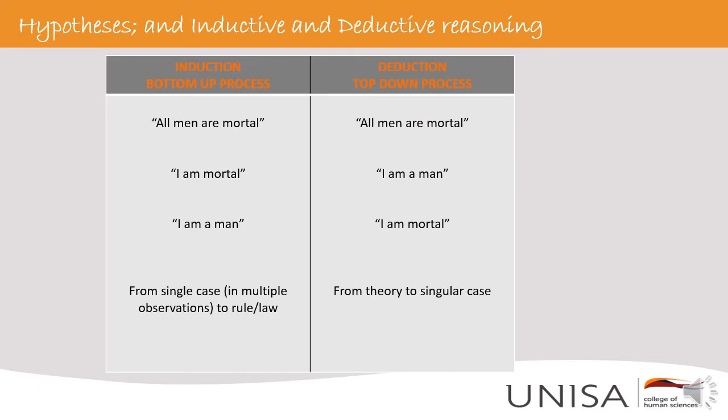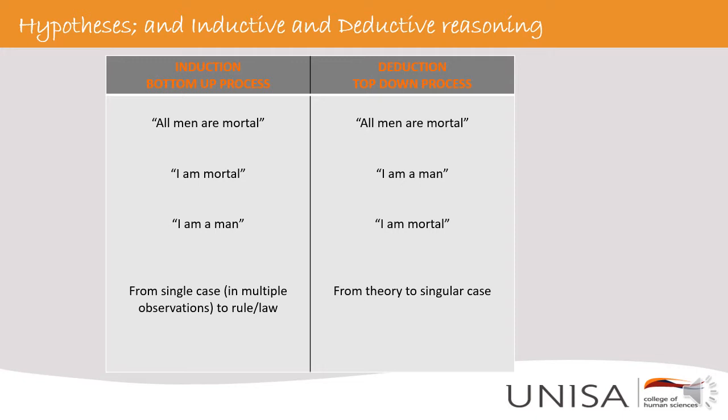As you have seen in the previous slide, an important skill associated with theoretical competence is the ability to formulate a hypothesis. Let's quickly look at the 2 types of reasoning that are used in hypothesis formulation. The first type of reasoning is inductive reasoning. Induction is a bottom-up process in which we move from a singular case to a law. For example, I can hypothesize that because I am a man and because I am mortal, all of mankind is mortal.